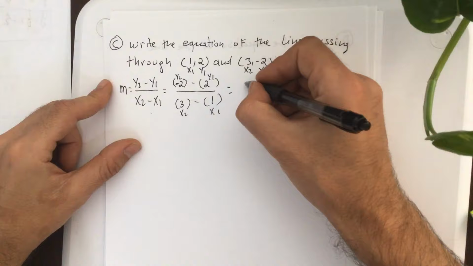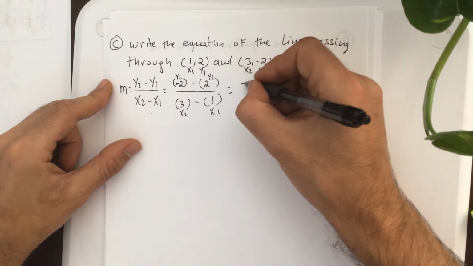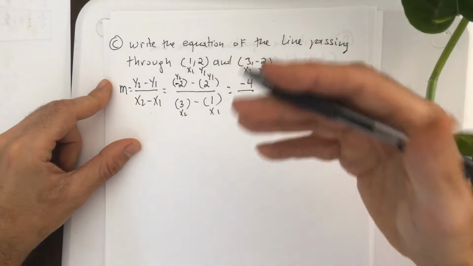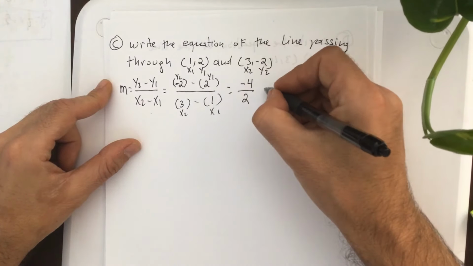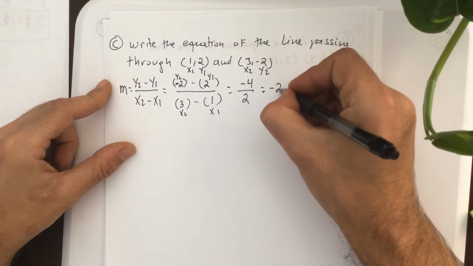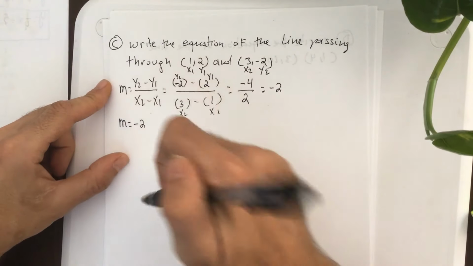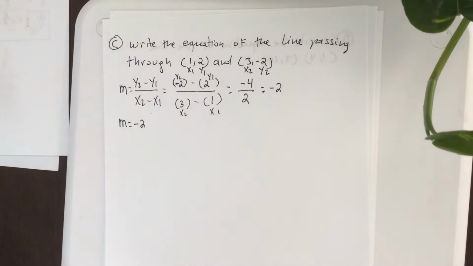Simplify that. So that will be negative 2 minus 2, that will be a negative 4. 3 minus 1, that will be a 2. So my slope is negative 2. So I got the first piece of information, and that will be slope is equal to negative 2.